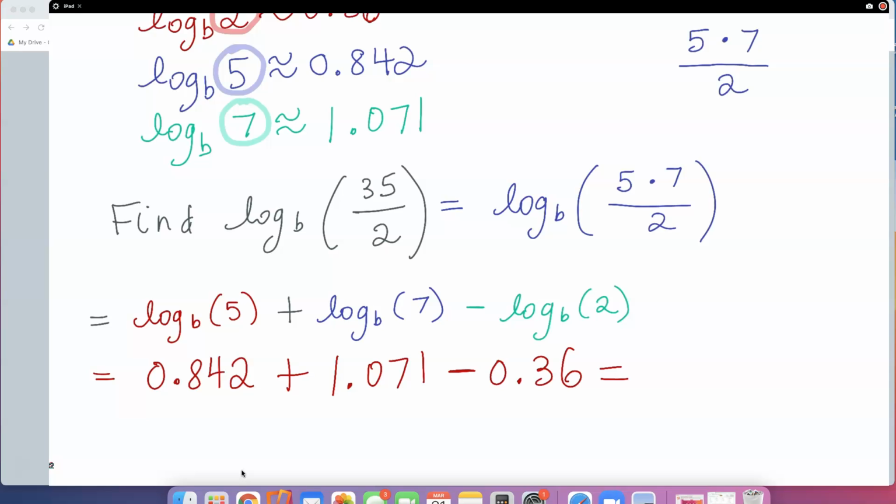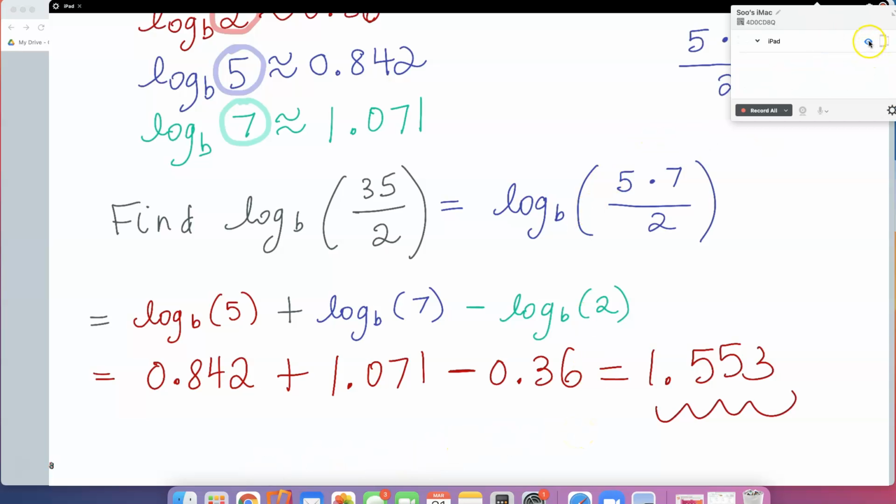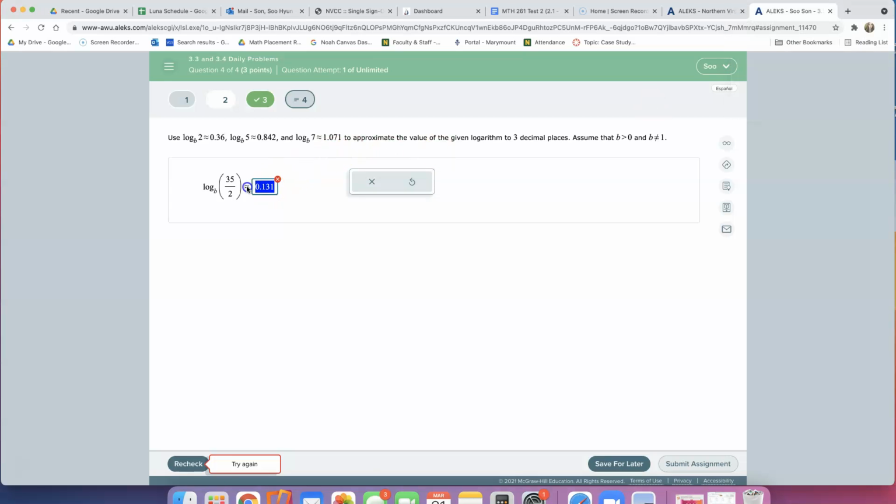I'm going to go ahead and try again on my calculator. And I got 1.553. But the way we set it up was fine. It's just me grabbing the wrong things to plug in. All right, let me go ahead and try to type this in one more time. 1.553.